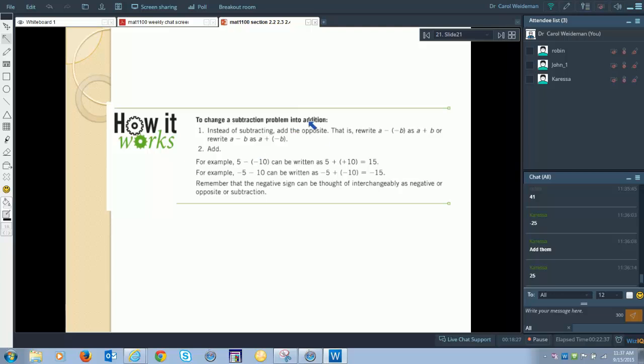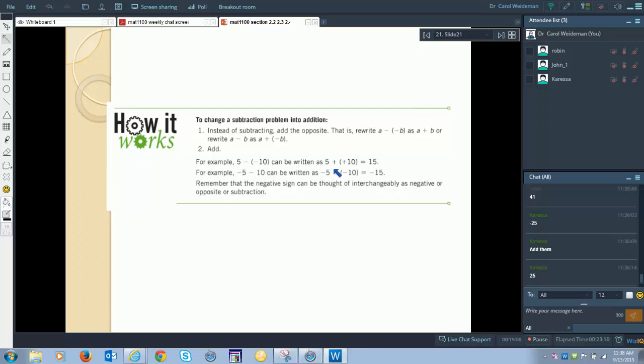So to change a subtraction problem into addition, instead of subtracting, you're going to add the opposite. So for instance, if you want to take 5 minus negative 10, you can change it to an addition problem by adding the opposite of the number. So 5 minus negative 10 becomes 5 plus, and the opposite of negative 10 is plus 10, so this becomes 15. And then negative 5 minus 10, we're going to change it to an addition problem, and we're going to add the opposite. So this time we get negative 15.